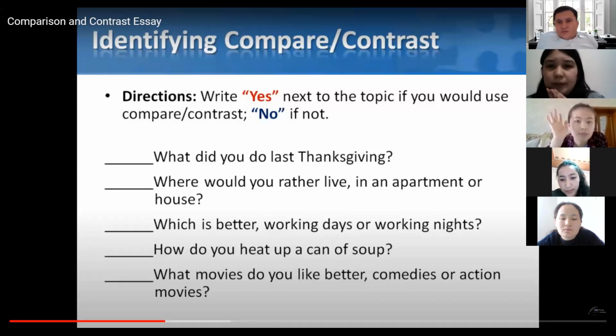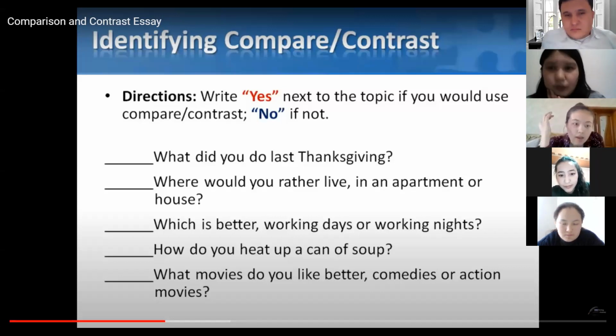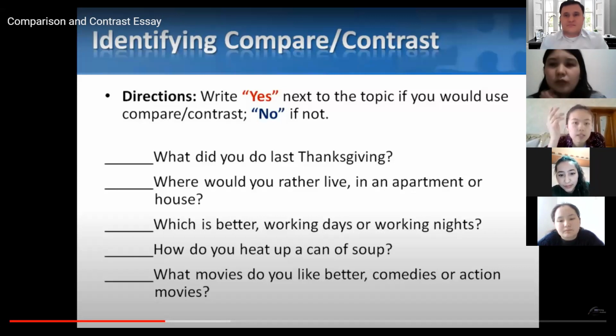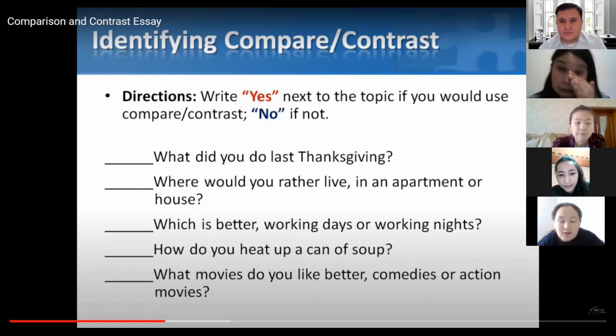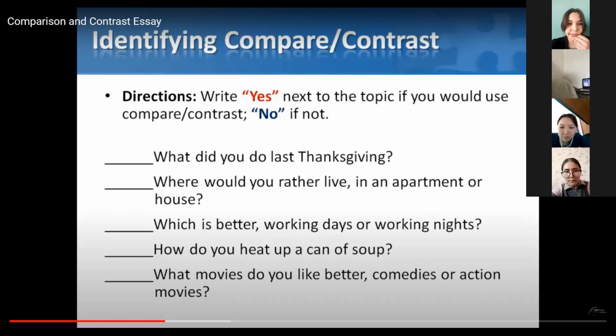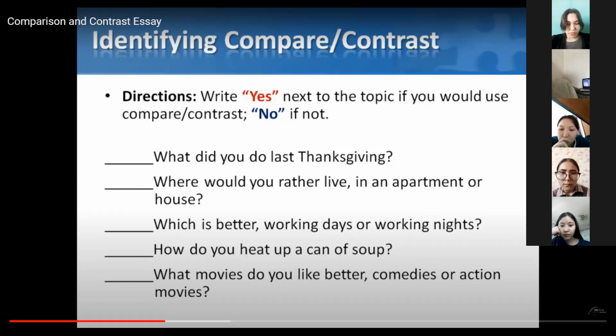Okay. Which is the better, working days or working nights? I think it's a contrast because working days and working nights, it's differences between work days and nights. May I answer the next question? Okay. How do you heat up a can of soup? From my point of view, there is no comparison or contrast.